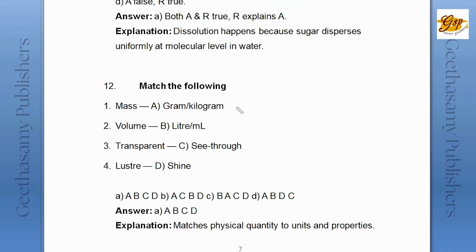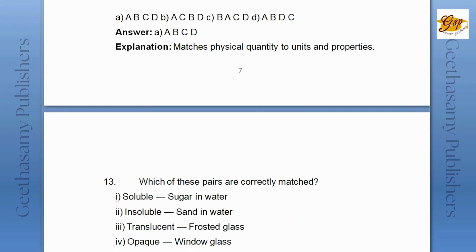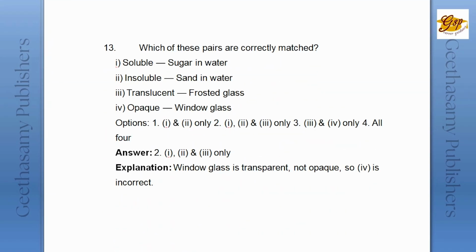Match the following: mass, gram or kilogram; volume, liter or milliliter; transparent, see-through; luster, shine. You need not go through it; the answer is the same for A, B, C, D. All 4 are correct. It matches physical quantity with units, and that is the first part. Right? Everything is correct. Then question number 13.